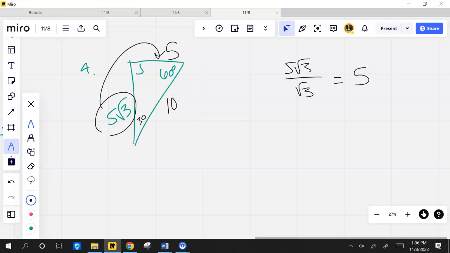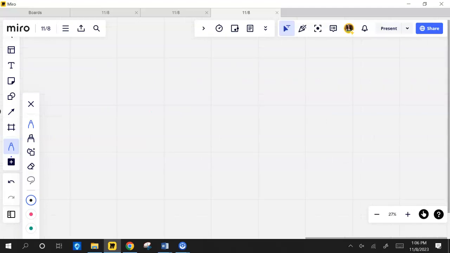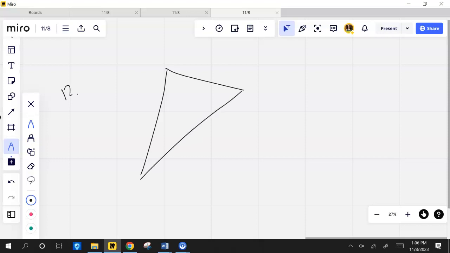What else on your homework? 12. Two? Yes, they were. Not the best at drawing these.